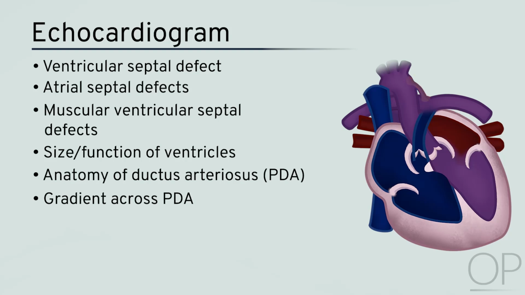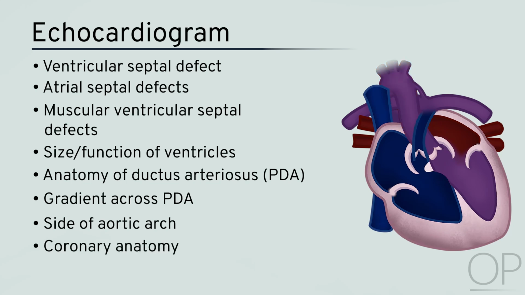It is also important to look for the side of the aortic arch. A right-sided aortic arch is common in tetralogy of Fallot and can have implications for the surgical approach during thoracotomies. In addition, the coronary anatomy and other cardiovascular abnormalities, such as an aberrant subclavian artery or a vascular ring, can be evaluated.